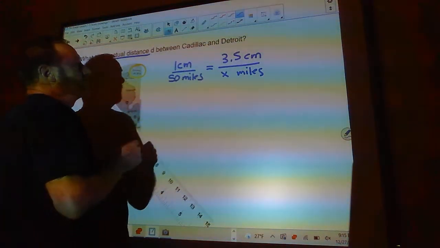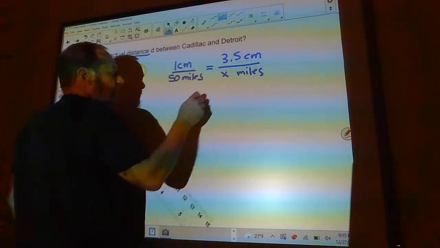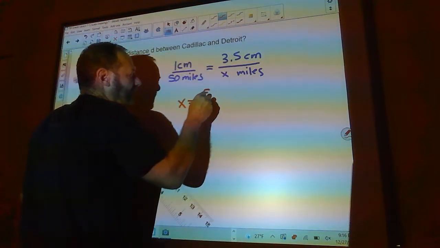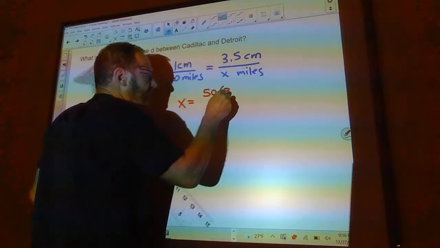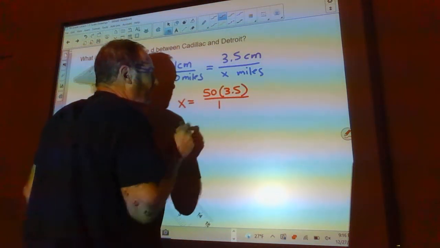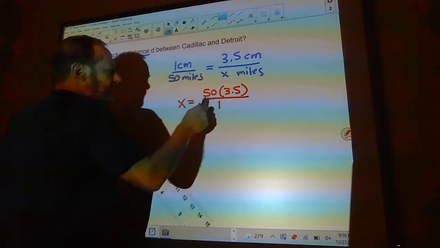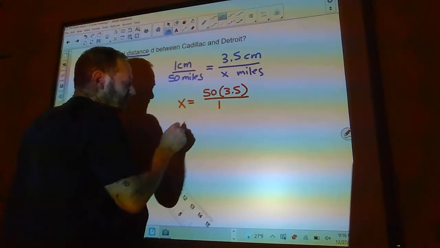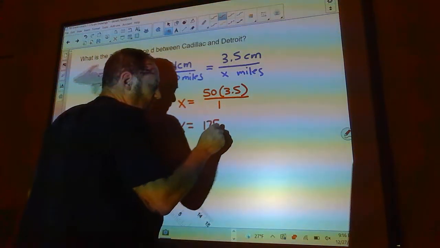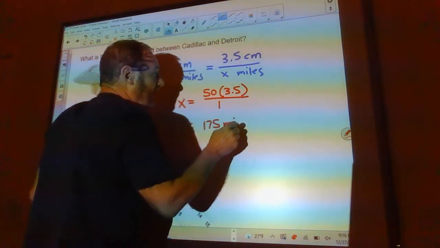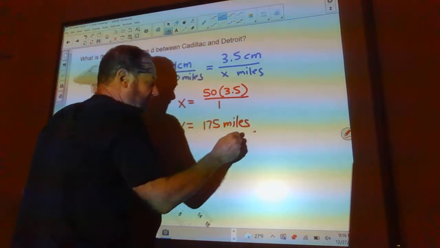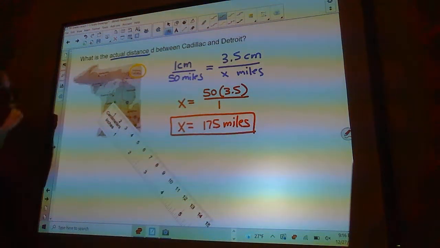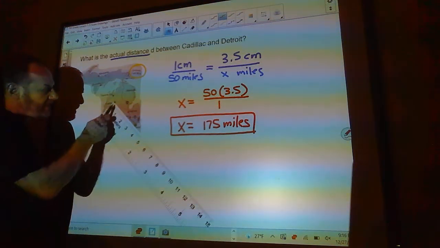And now we've got a proportion we can solve. Remember, when we solve a proportion, the variable is always equal to the two diagonal numbers multiplied together divided by the other one. So 50 times 3.5 divided by 1. 50 times 3.5, that's 150 plus 25, that's 175. Divided by 1 is just 175. And this is on the bottom, so it's in miles. It's 175 miles.